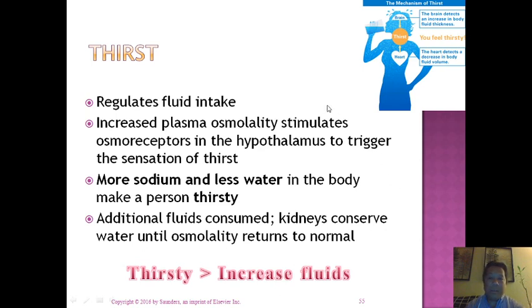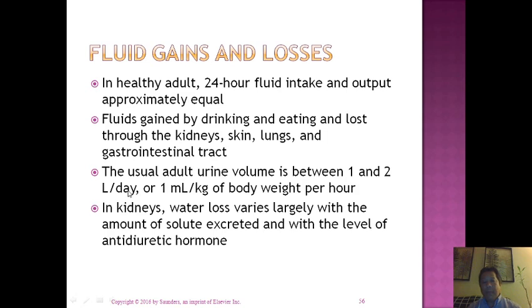The hypothalamus is responsible for regulating body fluid also by regulating the fluid intake. So in case of dehydration, the hypothalamus will trigger the thirst mechanism in order to increase the fluid intake of the human organism, thus preventing dehydration of the body and preventing concentration of blood that can lead to hypernatremia.